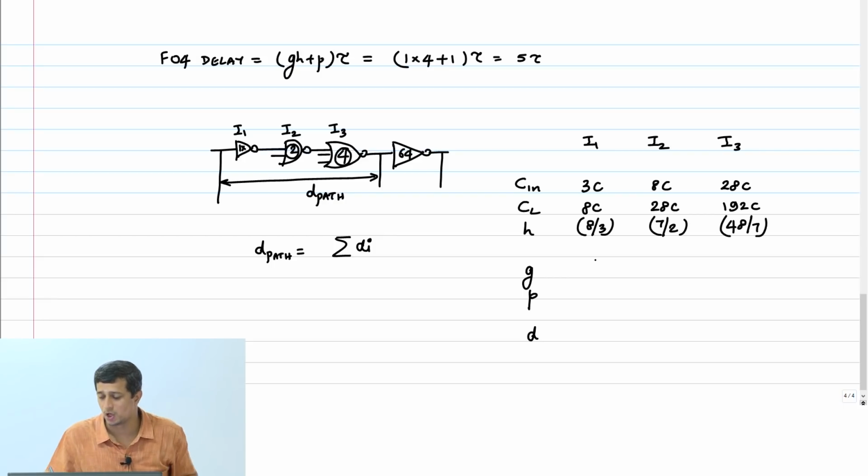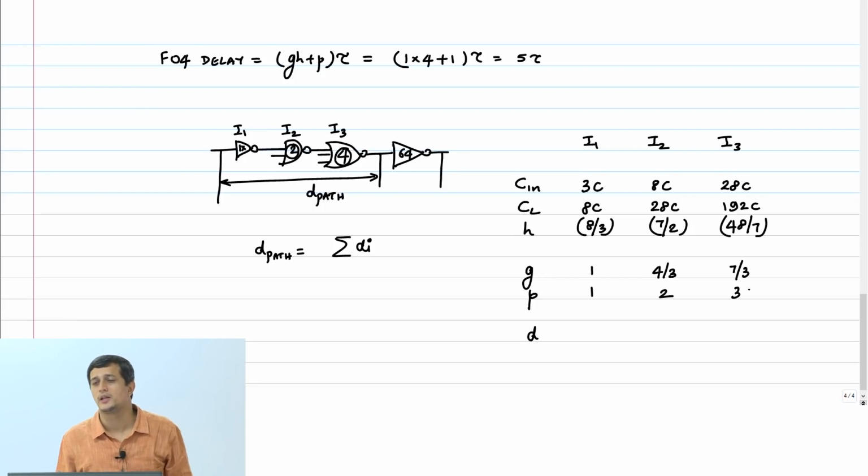Okay. Now what's the logical effort? G for I1, 1. I2, it is 4 by 3. I3, NOR 3, 7 by 3. Yes, parasitic effort, 1 for inverter, for I2, 2, for I3, 3, correct?